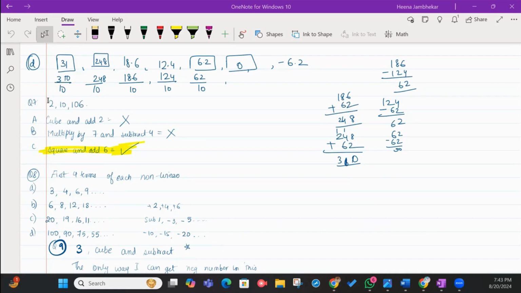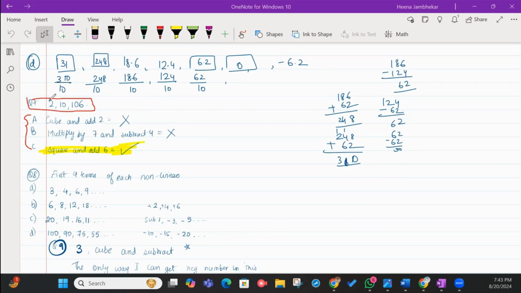Let's say square the first one. How much do you get? 4. And after squaring, you have to add 6. Do we get a 10? Yes. Let's go for the 10 here. Square the 10. This is the sum. And they are saying out of these 3 term to term rules, which one applies for this one?